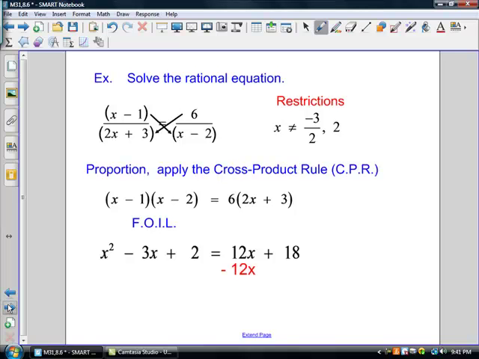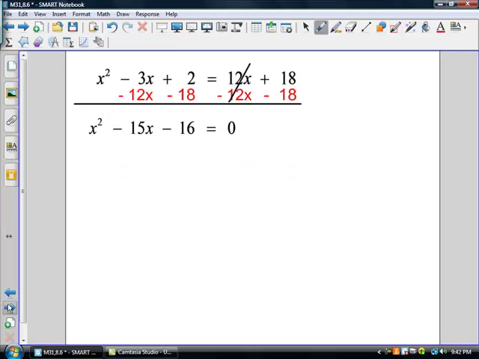To solve this quadratic equation, we want to set it to 0 by subtracting 12x from both sides of the equation, canceling 12x from the right hand side, and subtracting 18 from both sides of the equation. So the equivalent equation is x squared minus 15x minus 16 is set to 0.